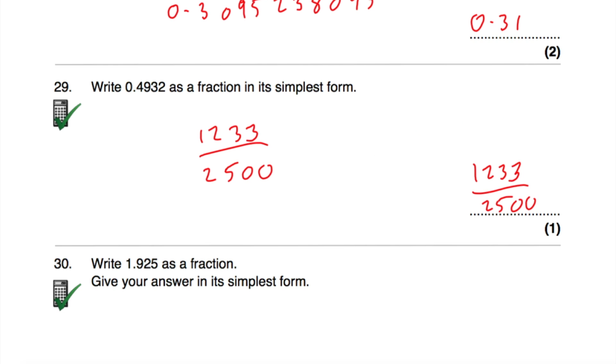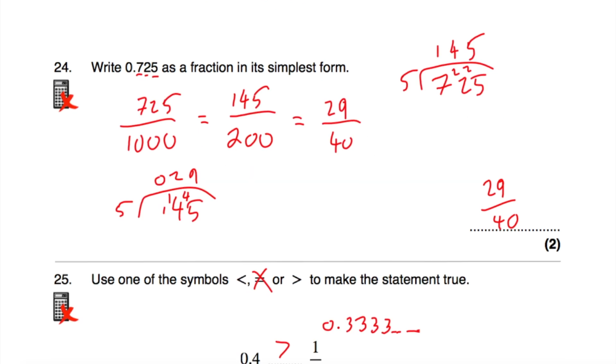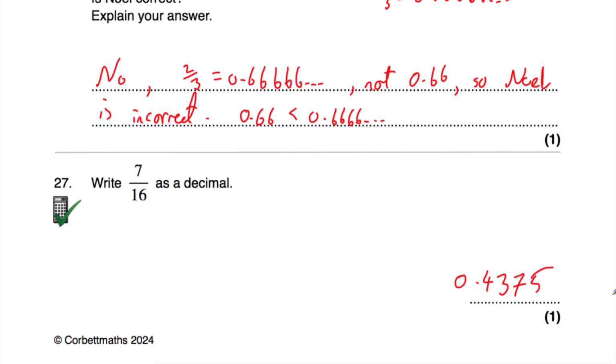Now, actually, I just want to go back and explain something. If you don't have a scientific calculator and you've got quite a basic calculator, if you had this question and you didn't have a scientific calculator and just a basic one, you could just do 7 divided by 16, and that's equal to 0.4375.